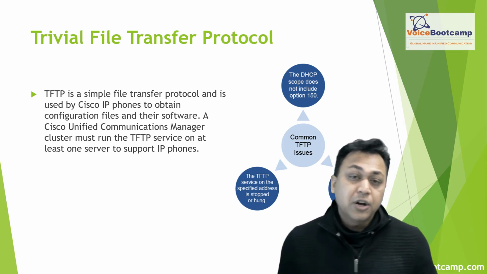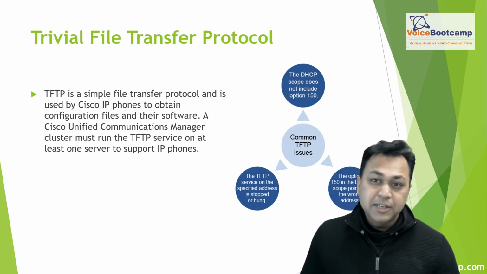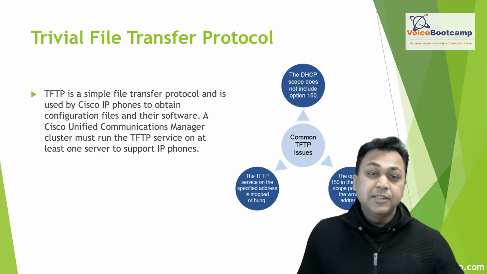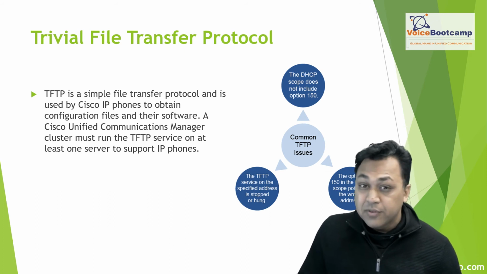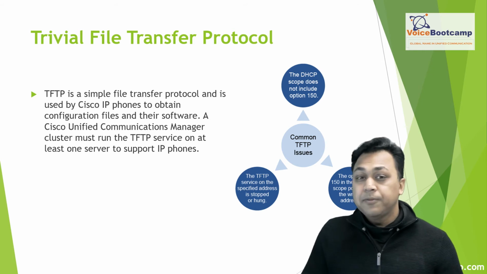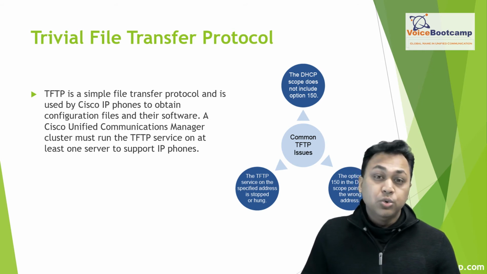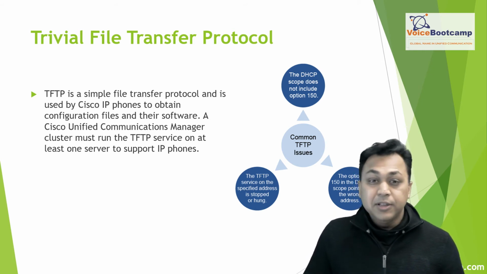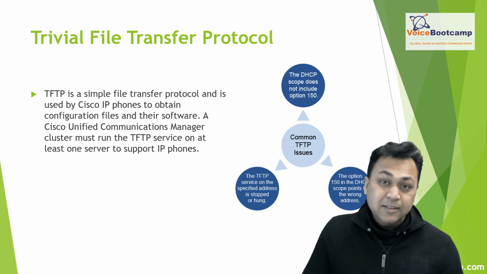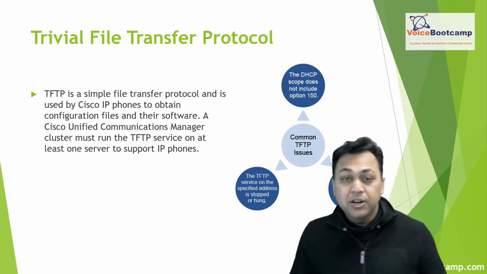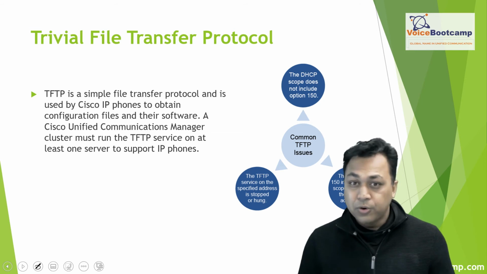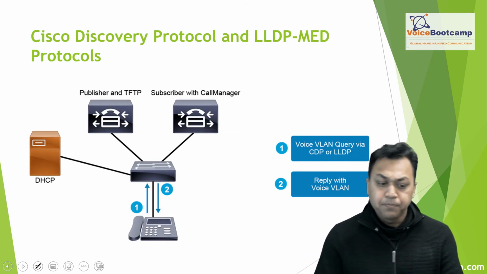So if the phone does not receive its configuration file from the TFTP server, the following could be the reason. Either the DHCP scope does not have a TFTP server assigned automatically, which is called option 150, or option 150 in the DHCP scope points to the wrong IP address, or simply the TFTP server at the specific address does not exist or is hung, or the file may not be available. So you may want to look at any of those reasons when troubleshooting TFTP.